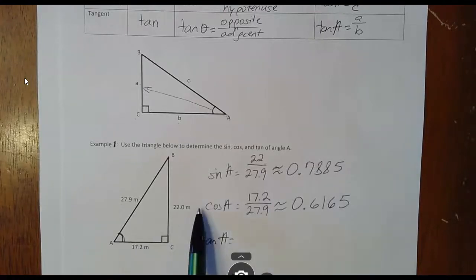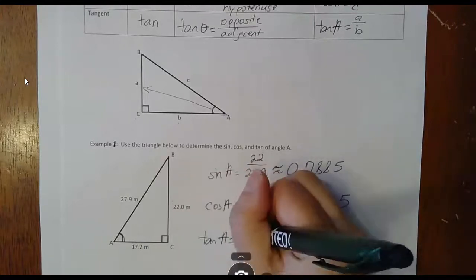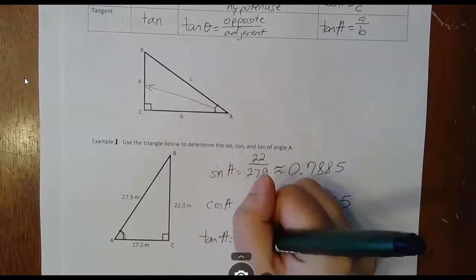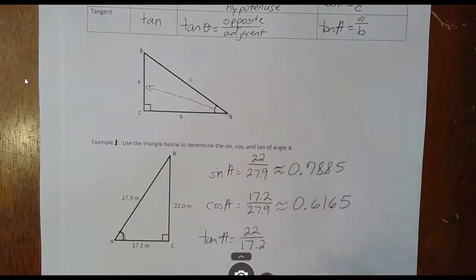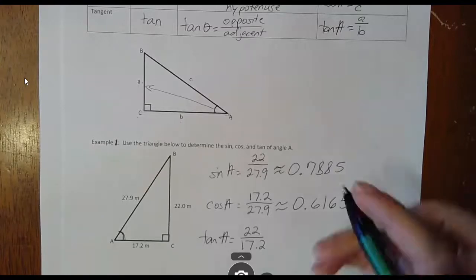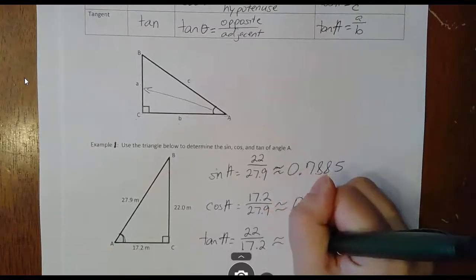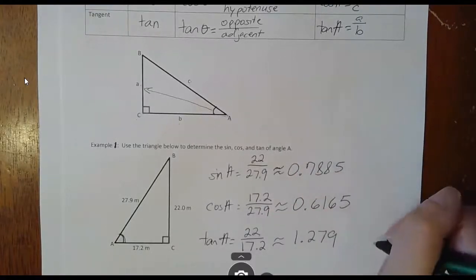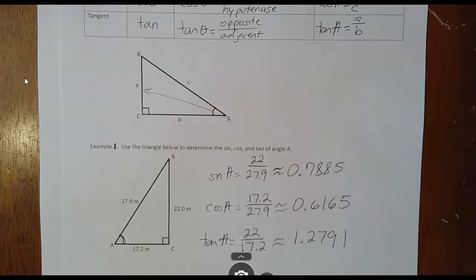Last up is tangent of A. Tangent is opposite over adjacent. The opposite side is 22 meters, and the adjacent side is right next to it, 17.2 meters. If I do 22 divided by 17.2, I get about 1.279, and then there's a 0.6, so round up, so about 1.2791. Okay, so there are my nice little trig ratios.